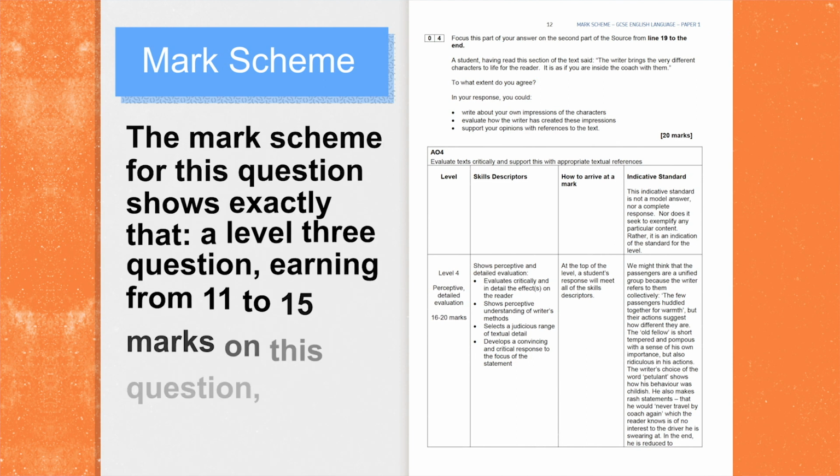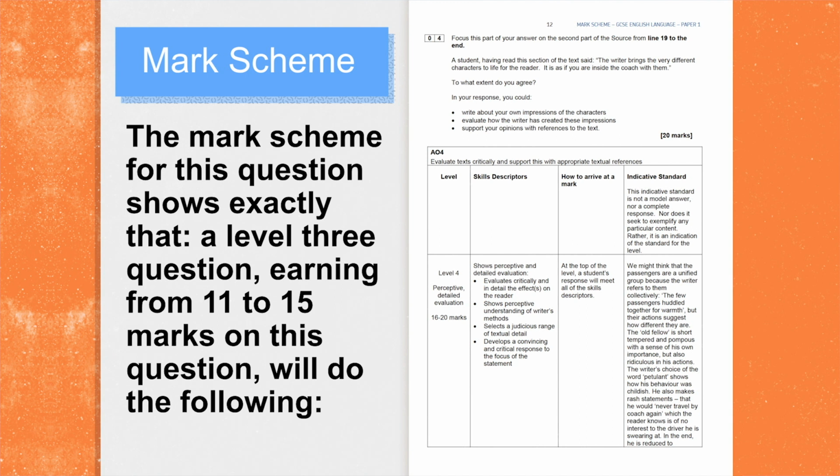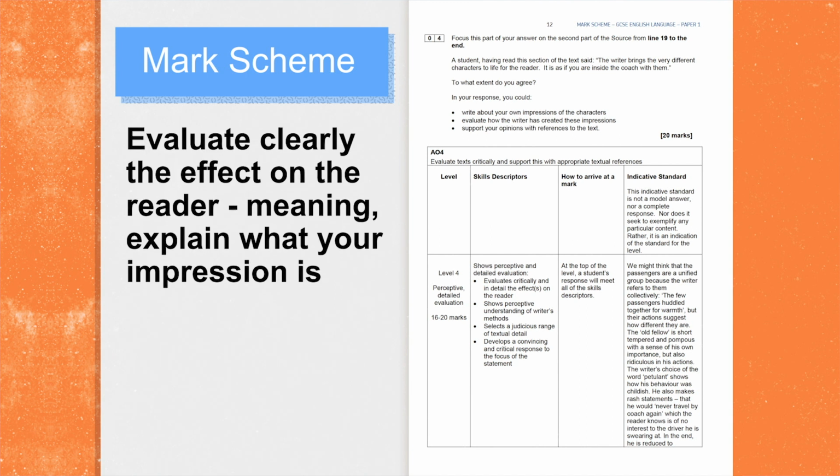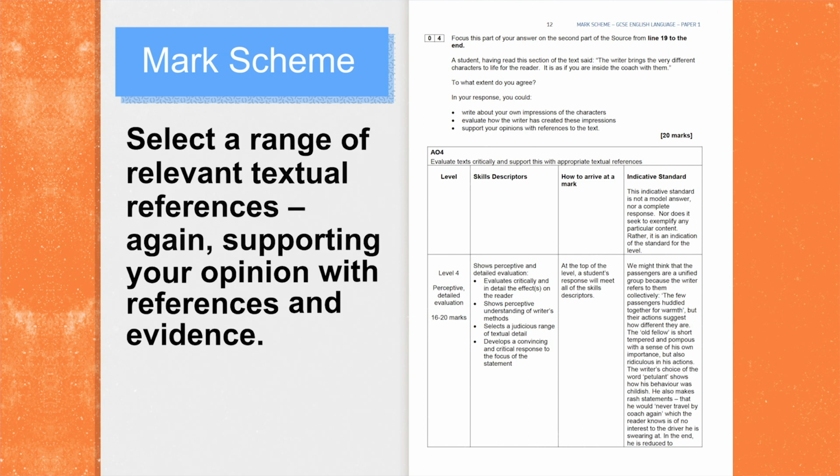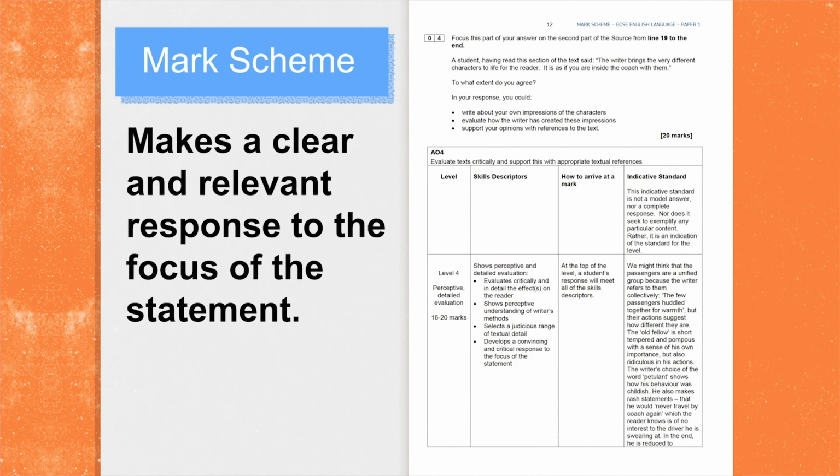A level 3 answer, earning from 11 to 15 marks, will do the following. Evaluate clearly the effect on the reader, meaning explain what your impression is. Show clear understanding of writer's methods, meaning explain how the author has made this impression. Select a range of relevant textual references. Again, like the third bullet point, show your opinion with references and evidence. This means quotations from the text. Make a clear and relevant response to the focus of the statement. This is the only bit left out from those bullet points that you get in the question, but the statement has already been given to you to focus on.